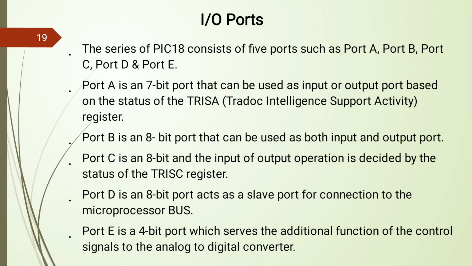Ports B, C and D have a bit capacity of 8 bits. So each port has 8 IO pins, and additional pin functions are also associated with each and every port of a PIC microcontroller. Port E has a bit capacity of 4 bits only.